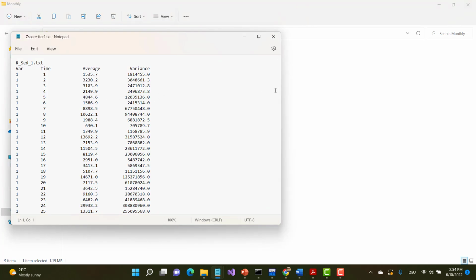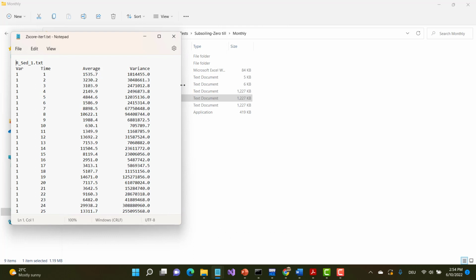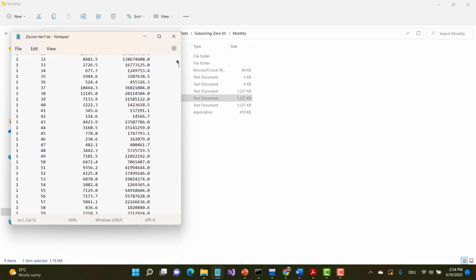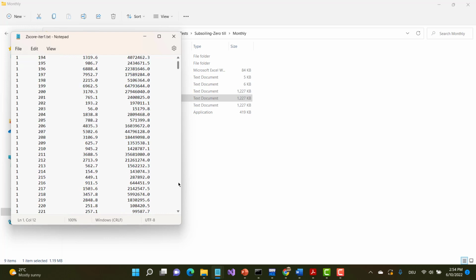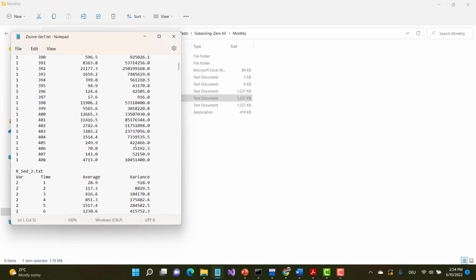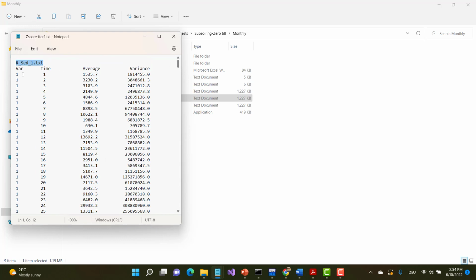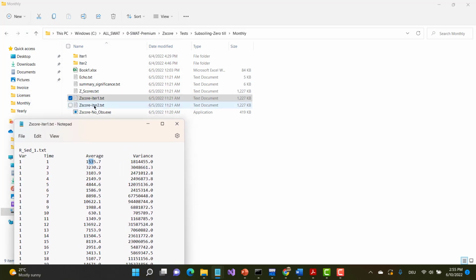If I go to iteration 1, this is for subbasin 1. This is variable 1. This is the time. So the time is for 34 years, I have 408. That would be 408 months, right? So these are 408 time simulations. And then what you get for every time step and for that subbasin is the average of sediment and the variance of the sediment. So the uncertainty, right? And then you get to iteration 2.